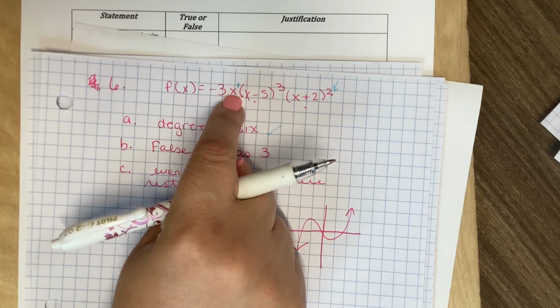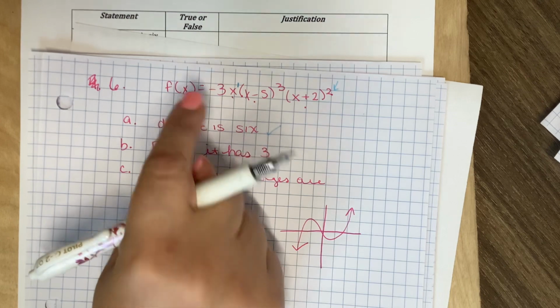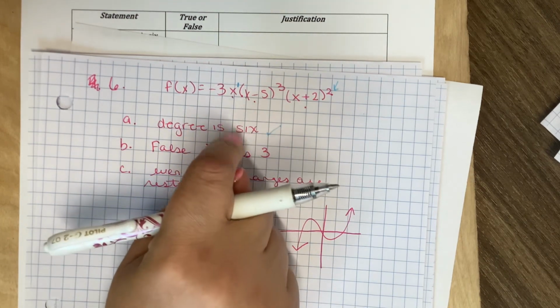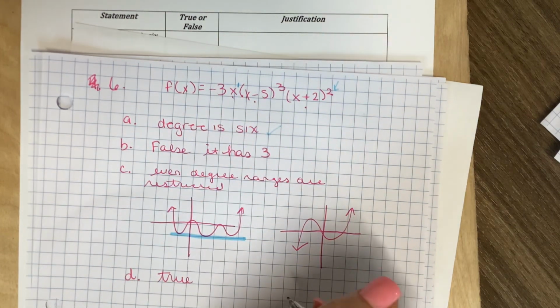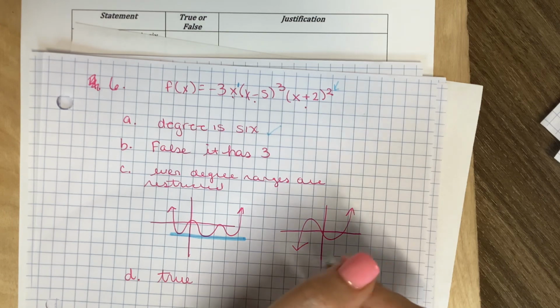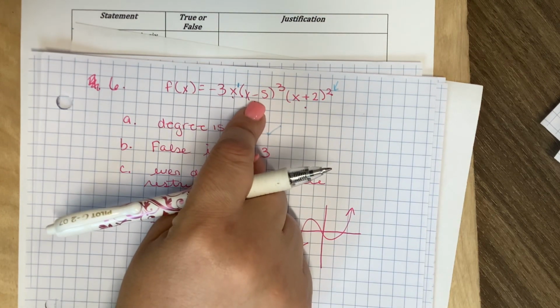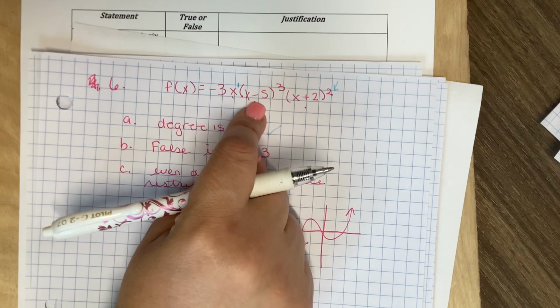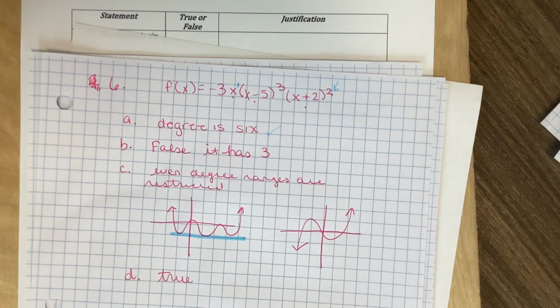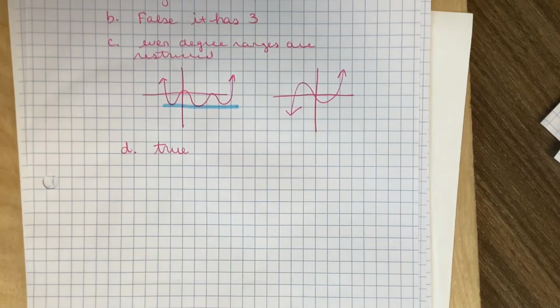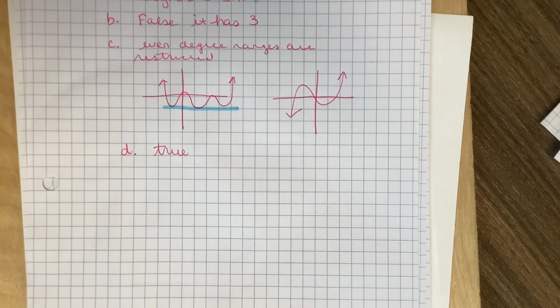If I make my x 0, that has to go through, if I make my y 0, x has to be 0. That has to go through the origin. If I make my y 0 on this one, 5 is an option. E, 0, negative 2 is a root.